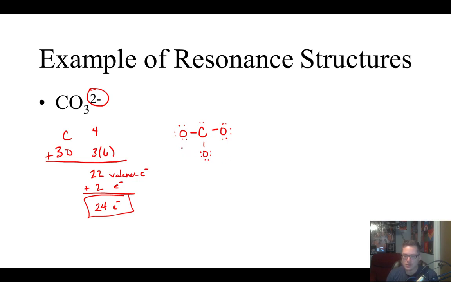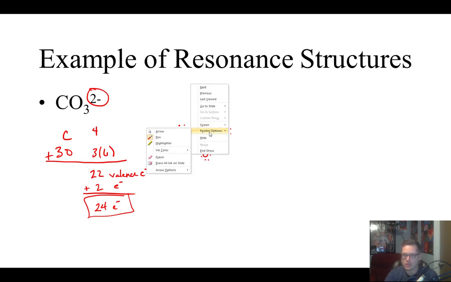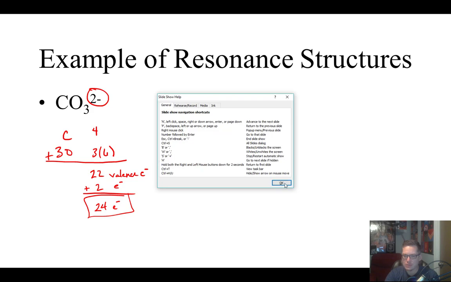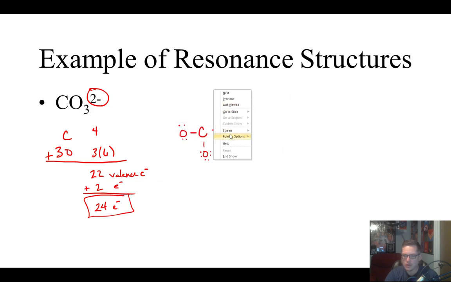Remember, when that occurs, that means we're going to add a double bond. So we're going to get rid of 2 of our lone pairs, and they have to be off the same atom. So we're going to put this one like this. And now we've got 2, 4, 6, 8, 10, 12, 14, 16, 18, 20, 22, 24.